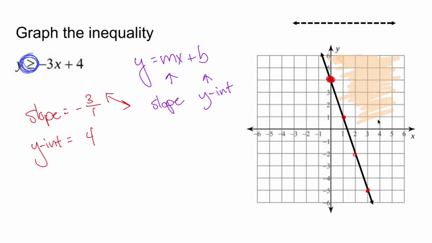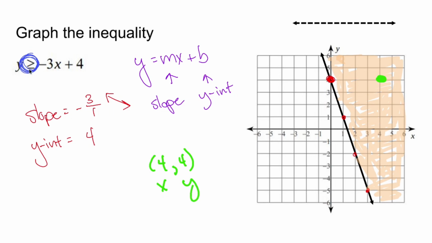Now, what this means is, since this is an inequality, I have an infinite amount of answers. In this shaded area, any point in this area is a possible solution. Any point in this area is a possible solution. For example, if I were to choose this point right here, 4, 4, that means if I were to plug in the point 4, 4, into x and y, I'm going to get a true statement.